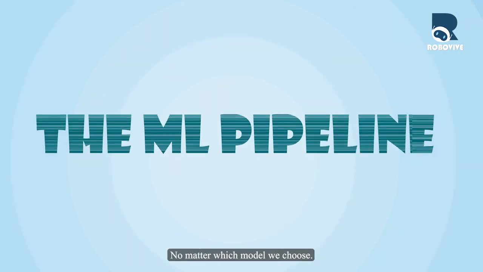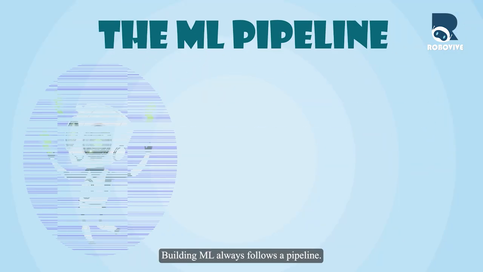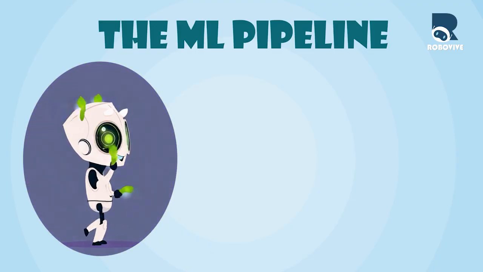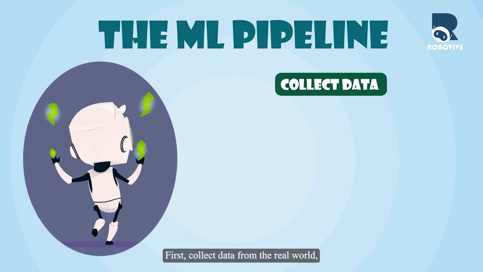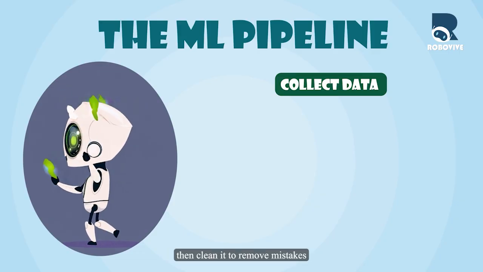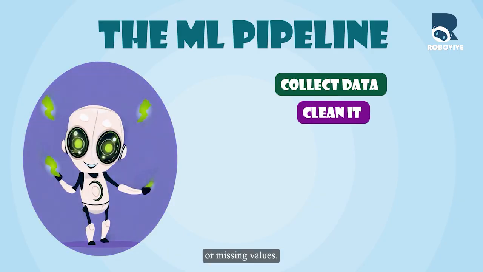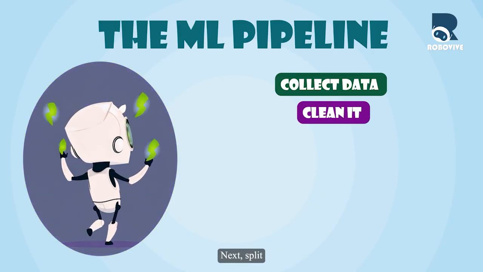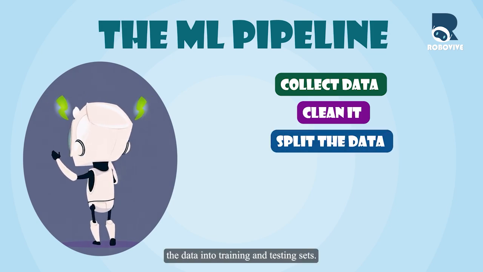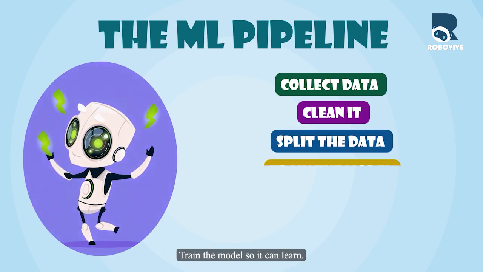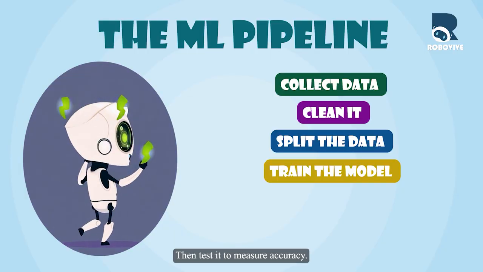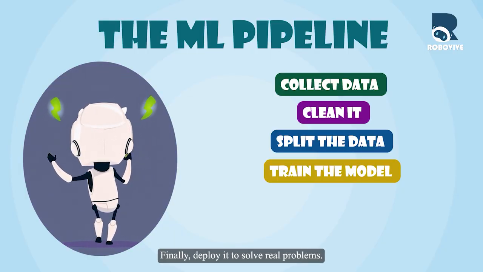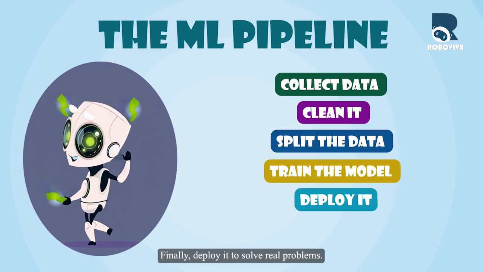No matter which model we choose, building ML always follows a pipeline. First, collect data from the real world. Then, clean it to remove mistakes or missing values. Next, split the data into training and testing sets. Train the model so it can learn, then test it to measure accuracy. Finally, deploy it to solve real problems.